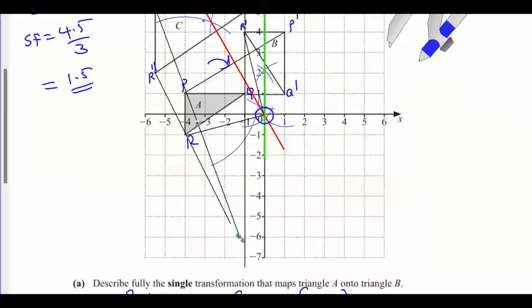This will be for P and P prime prime, so we just take it down a little bit. And for this two, we can extend it for R and R prime prime, just extend it like this. You see that this is where the three lines meet. They meet here, that is x equals minus 1 and y equals minus 7. That is the center of enlargement.